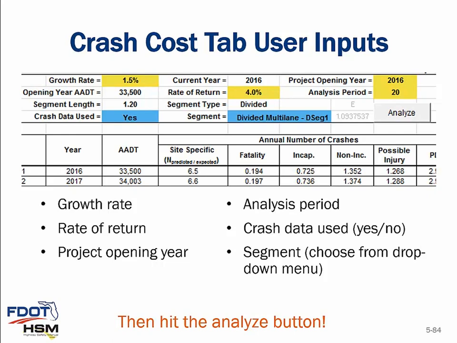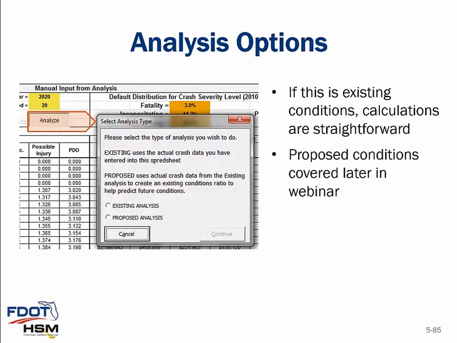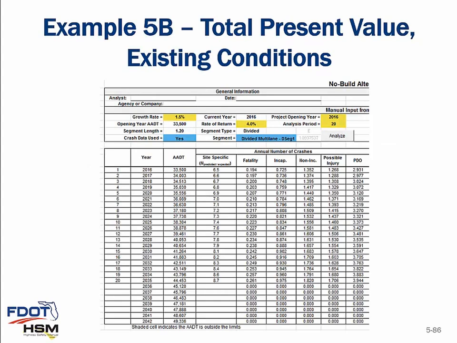So when you hit the analyze button, it's going to give you a couple of different options. It's going to ask you if you're doing an existing conditions analysis or a proposed conditions analysis. And if it's existing conditions, you just go through the calculations. If it's proposed, we'll get into that in just a minute as to what the different steps you need to go through. So you hit the analyze button and you'll see this pop-up screen come up when you have crash data.